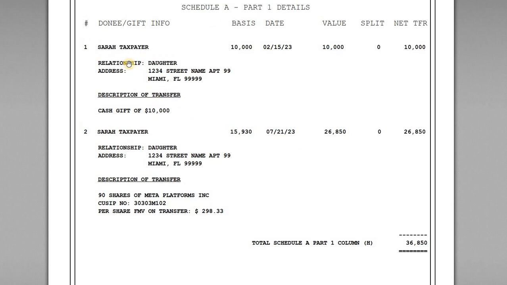So we've got Sarah Taxpayer, the relationship to the donor: she's the daughter, and there's her mailing address. And the transfer here was a cash gift of $10,000. So the basis to the donor is $10K because it's cash. The value is $10,000, and the date the property was transferred was February 15th, 2023. Now, we don't have a split gift issue, so the net transfer is simply the same at $10,000.